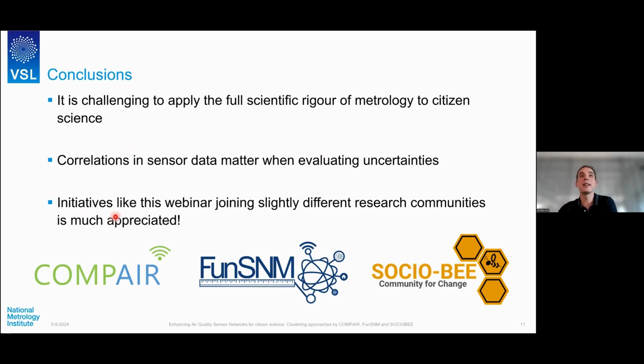And finally, I would like to state that I think it is very interesting to have this joint workshop with different projects joining together, some more practical, some more from the scientific and methodological side. And I will see also the talk by SOCIO-BEE later on. So thank you. That was my talk.